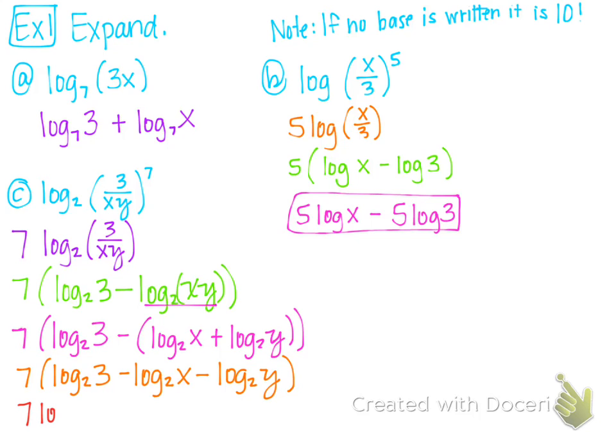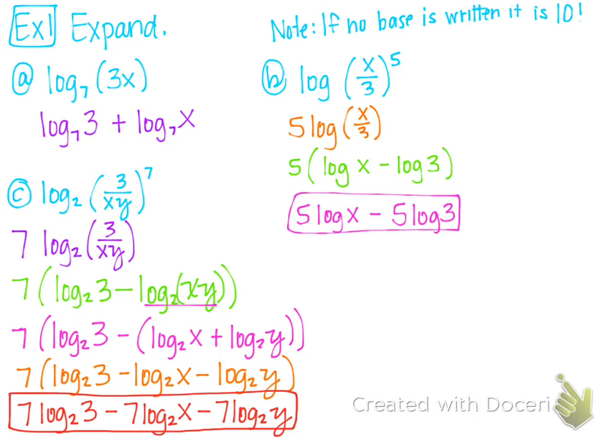And the last thing we need to do is distribute out that 7. 7 times log base 2 of 3 minus 7 times log base 2 of x minus 7 times log base 2 of y. And that'll be our final answer. We've broken everything up as far as possible, and we've been really careful with our signs. So that's how we expand these logarithmic expressions.